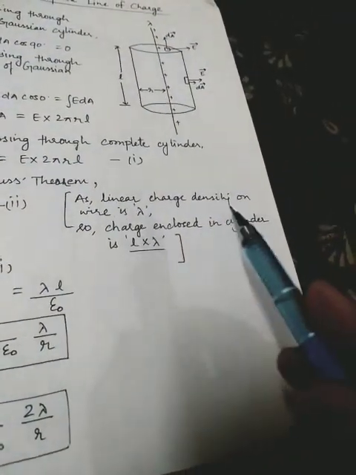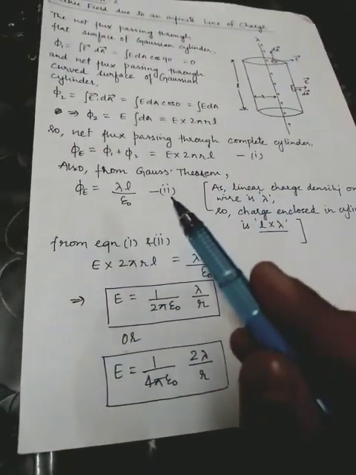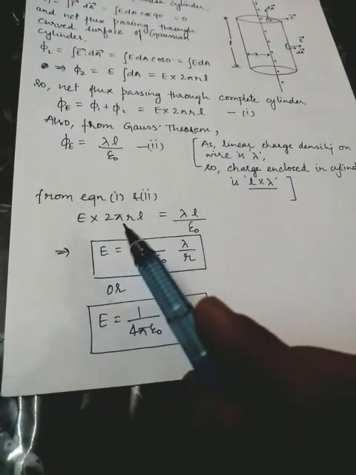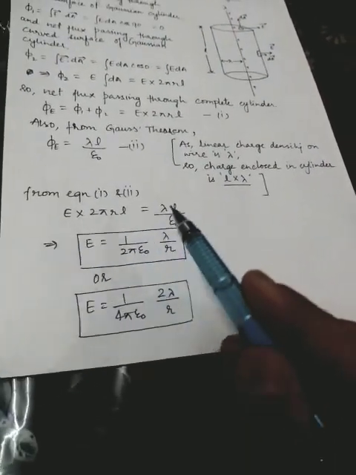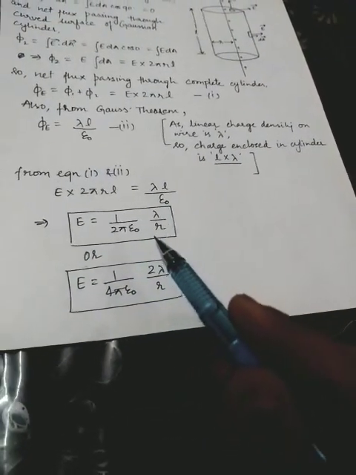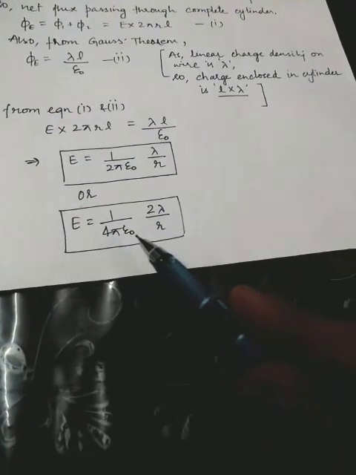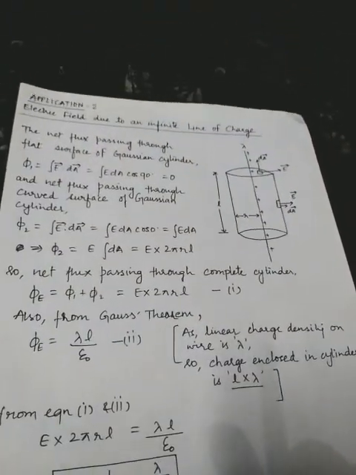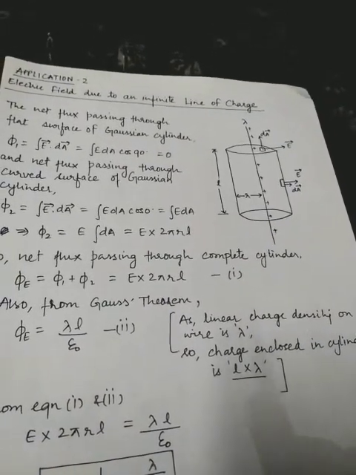The explanation of this thing is given over here, and on comparing equation first and second, as both are giving net flux passing through the Gaussian cylinder, so E into 2 pi RL is equal to lambda L upon epsilon naught. L and L cancelled out, so E is equal to 1 upon 2 pi epsilon naught into lambda upon R. On multiplying and dividing by 2, it will be 1 upon 4 pi epsilon naught into 2 lambda upon R. This is the expression for electric field due to an infinite line of charge by Gauss theorem.